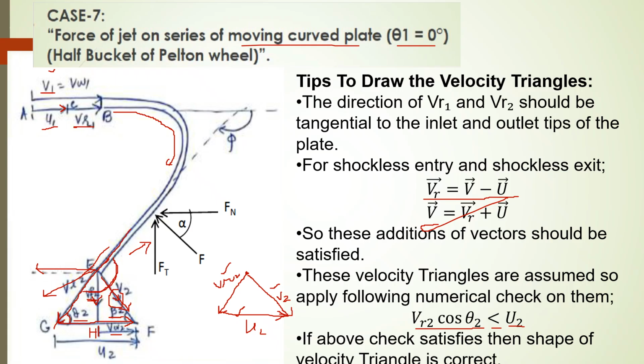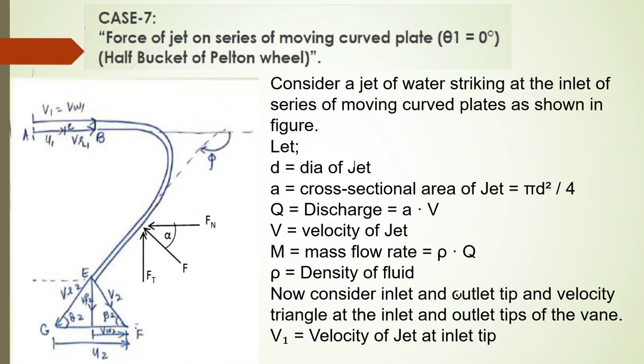It is not going outside VR2 towards this side. This is logical: our plate is moving in the forward direction, so due to the movement the jet should deviate in the backward direction, so it is not moving in the other direction. To justify this, we need to keep VR2 cos theta 2 less than u2. In that way we can justify the velocity triangle.